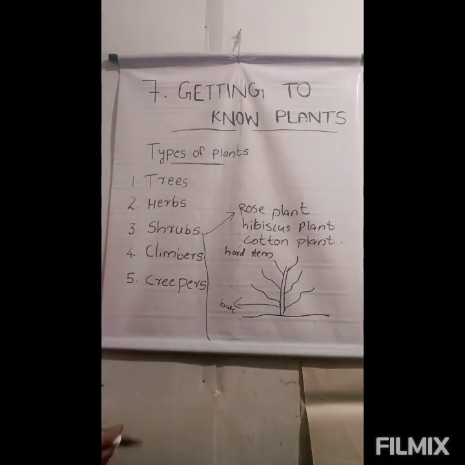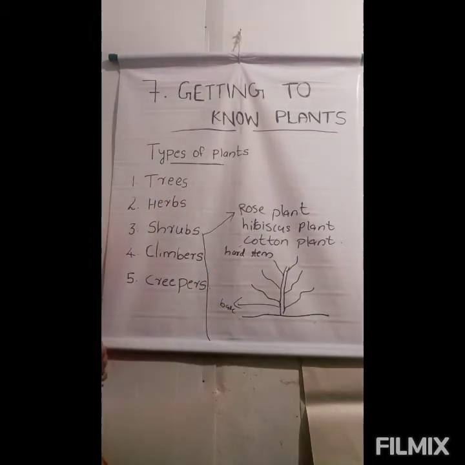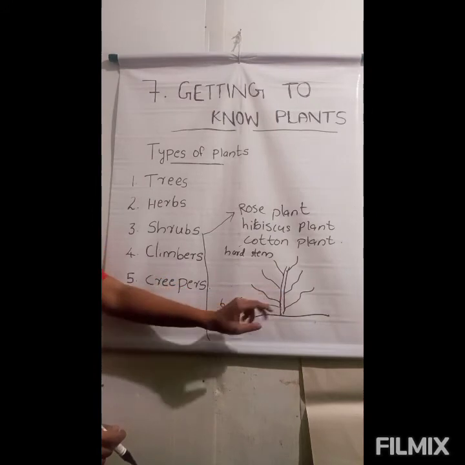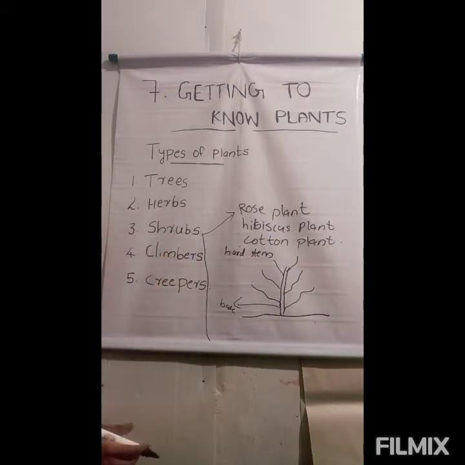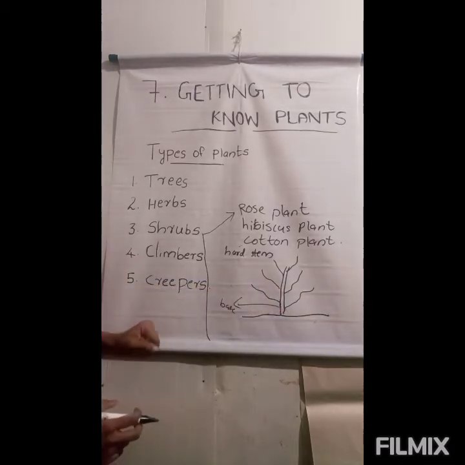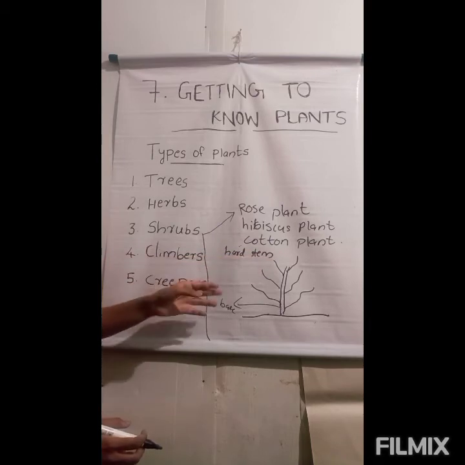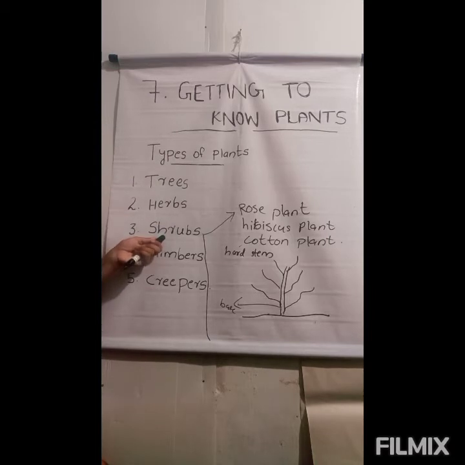Then another peculiarity of these shrubs is that they have many thin brown woody stems. The stem will have a brownish color and will be like wood, a woody nature. This is the difference between herbs and shrubs. They have brown woody stems and the branches grow from the base itself. Examples are rose plant, hibiscus plant, cotton plant, etc. So you have got an idea about what trees, herbs and shrubs are.